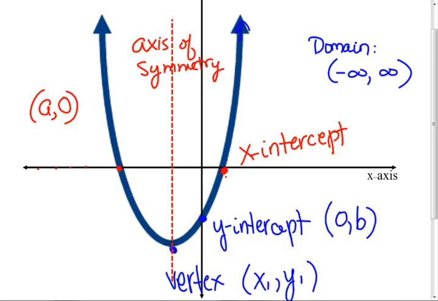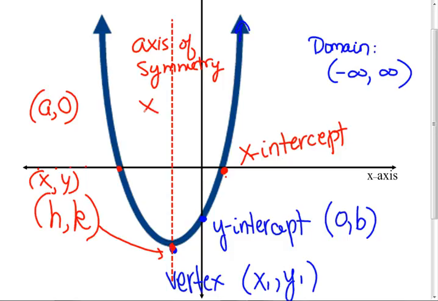Matter of fact, the vertex, we're actually going to give it another name. We're going to call it h, comma, k. And what's the x-coordinate that this line is going through? What's the x-coordinate that this dotted line is going through? It's going through this ordered pair, which is the x-coordinate, h or k? It's h. So the equation of this is x equal to h. It's always going to be x equal to.